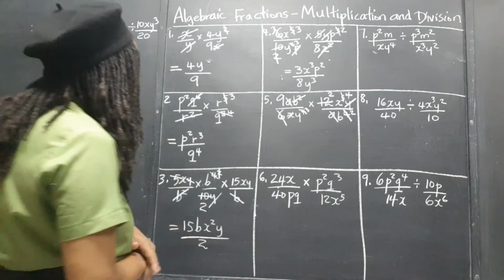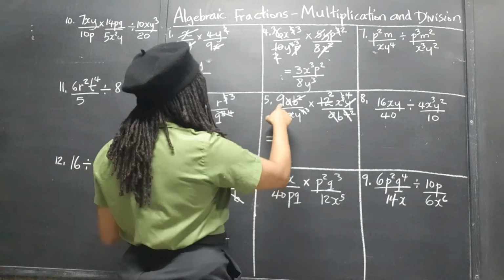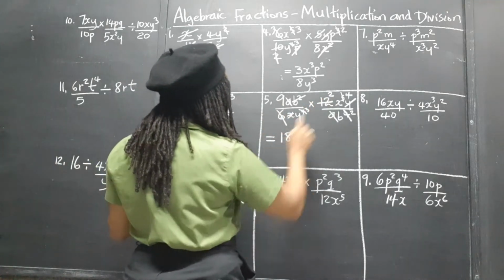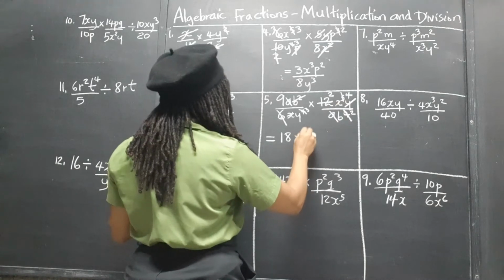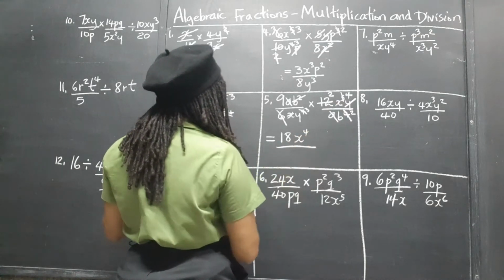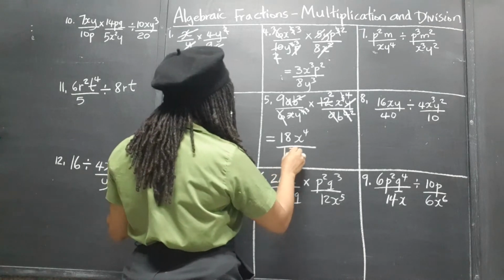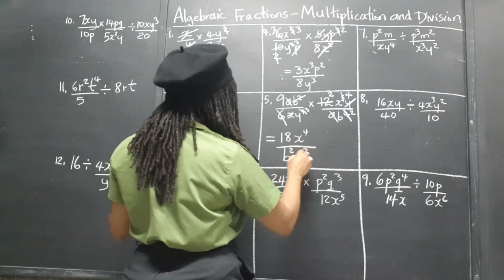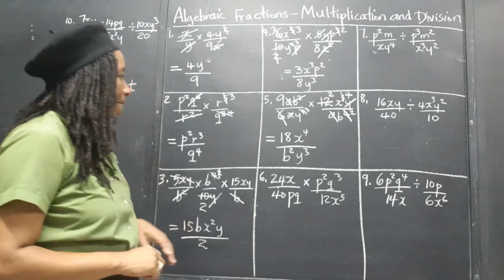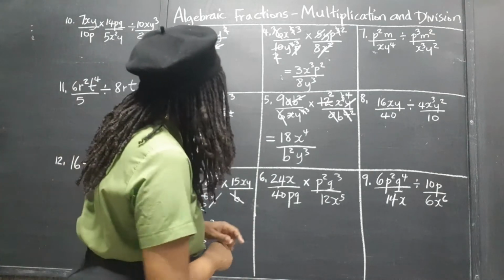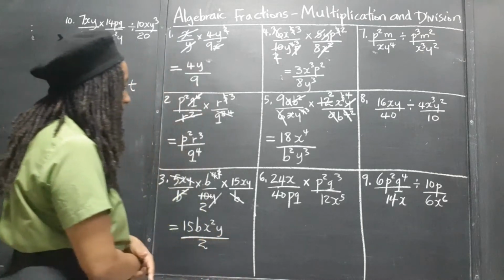So finally, 9 times 2, that's 18. And we have an x to the 4th. In the denominator, we have b squared y cubed. Right? So that's as simple as we can make it.